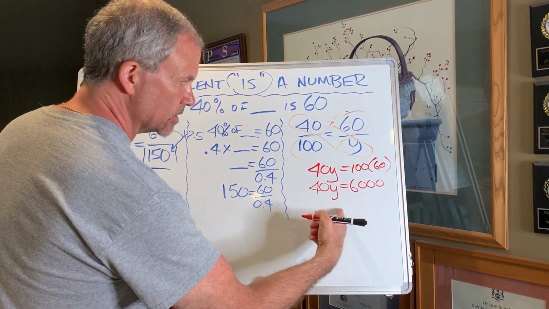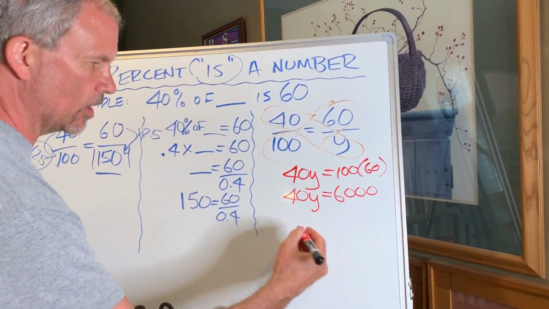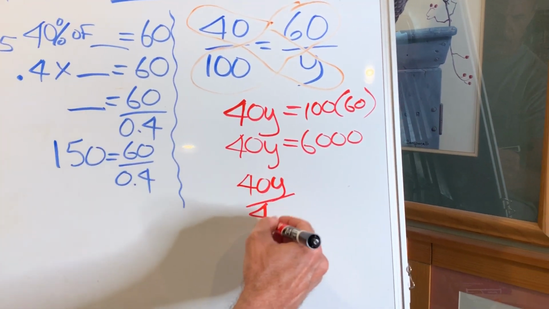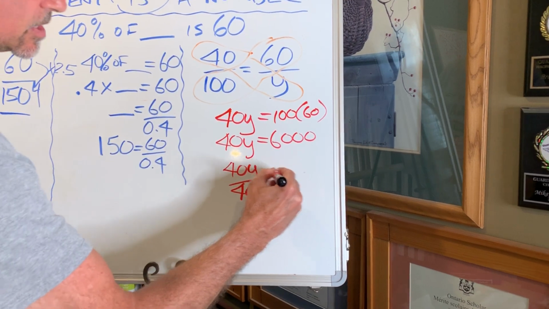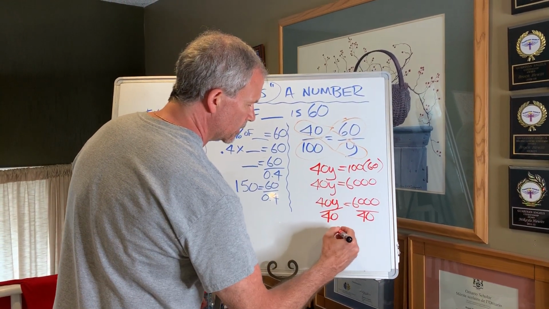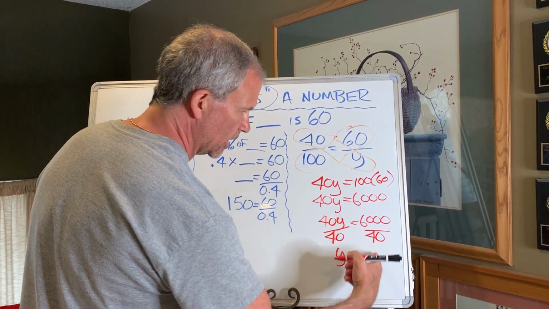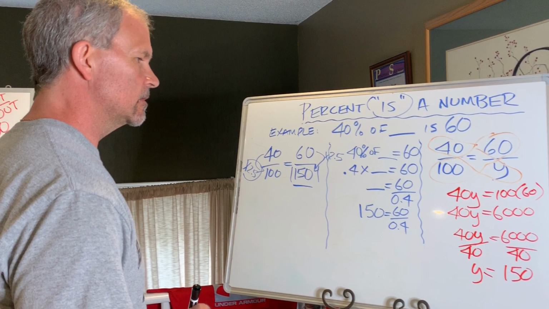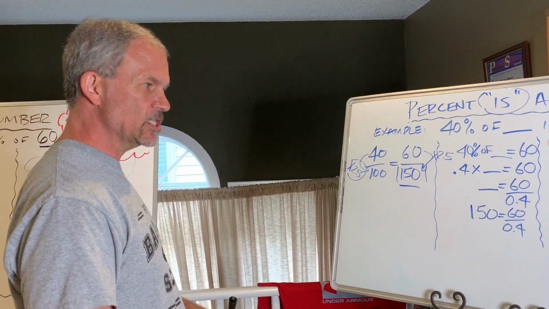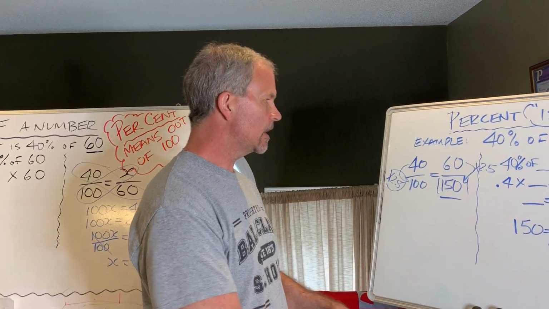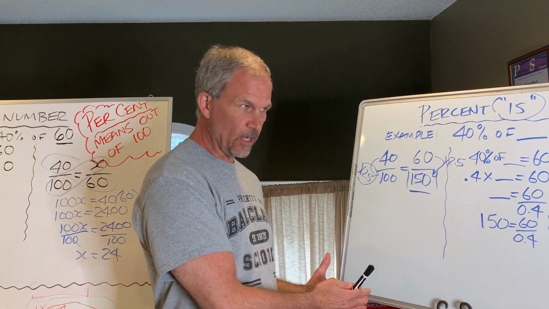Again, 40 times some number. If I want just the number, I want to divide by the same thing that I'm multiplying by. So 40y divided by 40 is equal to 6,000 divided by 40. So y is going to be, and when I divide that, we'll find out that it's 150. Okay, so using cross multiplication, we find that out. Using converting to decimal, we find it out. Using equivalent ratios, we find it out.